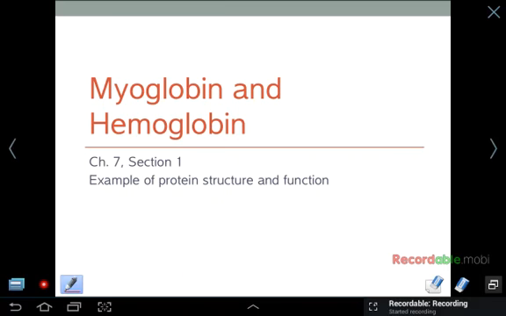Hi everybody. Today we are going to be talking about a great example of structure meets function, as well as a great example of quaternary structure. So today we're talking about myoglobin and hemoglobin, both transporters of oxygen in the body. This is found in Chapter 7, Section 1, so this is just the first half of the chapter. Although, yes, we're only covering half the chapter today, you will find that we're going a little bit more in depth than we have in previous chapters.